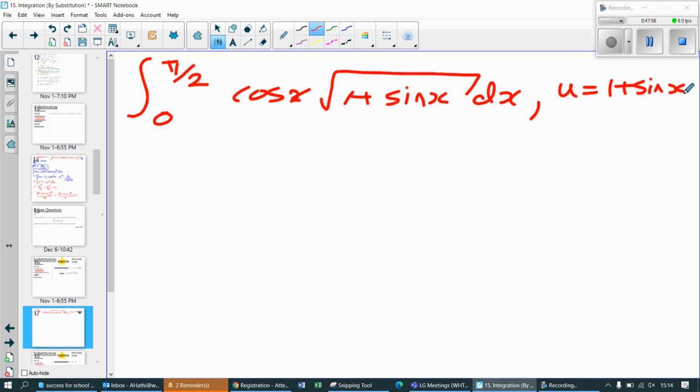Sorry, that just looks like a complete mess, doesn't it? Cos x root 1 plus sin x dx using the substitution u equals 1 plus sin x integrated from 0 to pi by 2. Okay, this is a definite integral. Happy with that? So there's one extra step I need to do in this process. The first thing is exactly the same. Start with u equals 1 plus sin x.